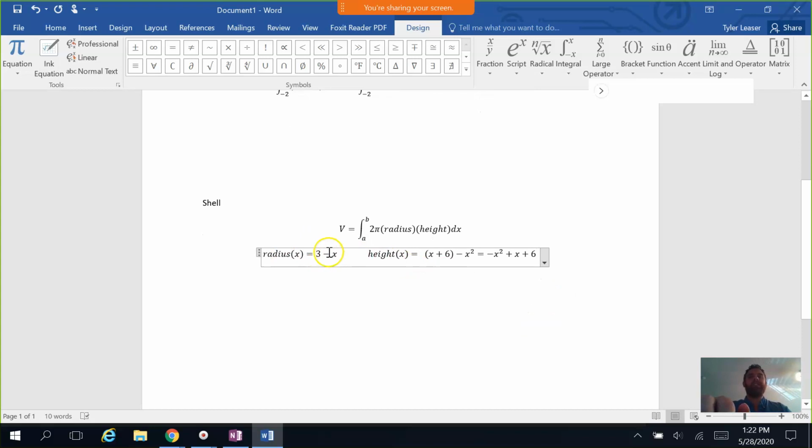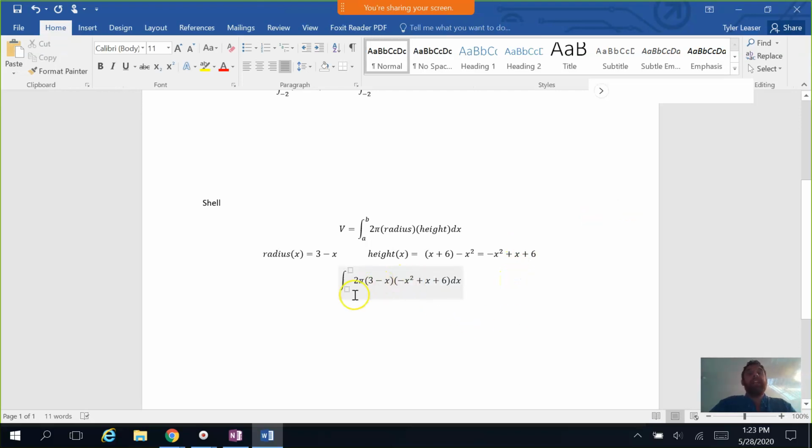Okay, now you just take your radius and your height and you plug them into the integral here. So we'll come up with the limits here in a second, but we're going to have the 2, we're going to have the pi, we're going to have the radius 3 minus x, and we're going to have the height, the negative x squared plus x plus 6.